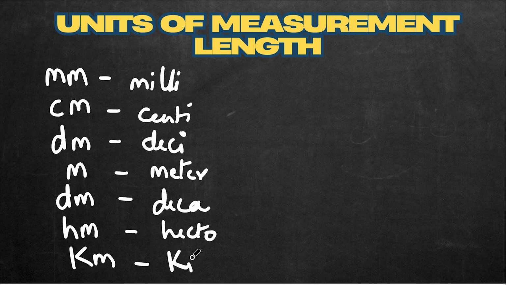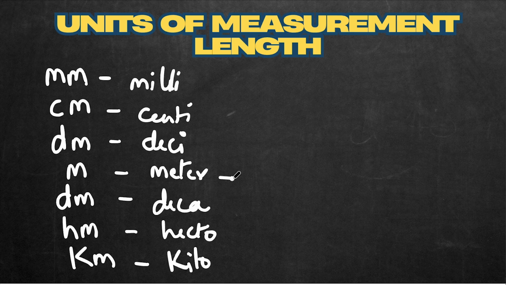We all know that kilo means 1000, hecto means 100, deca means 10, and when you go below meter, it divides the same way. Deci means divided by 10, centi means divided by 100, milli means divided by 1000. It's exactly a mirror opposite.